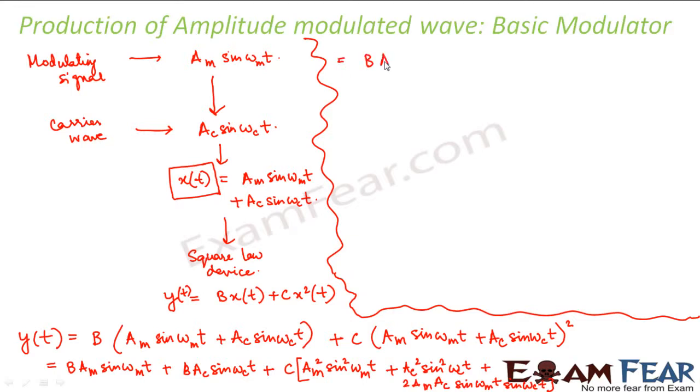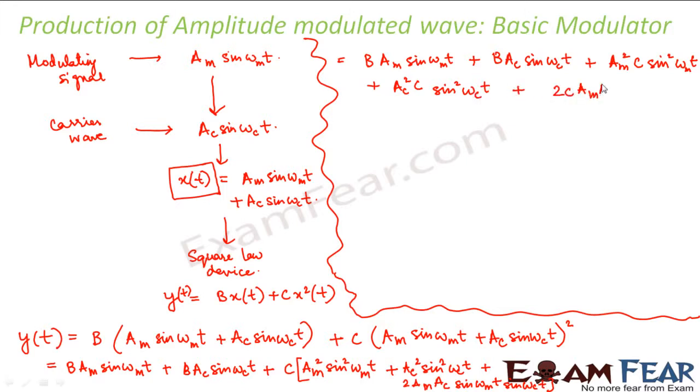So this becomes equal to b Am sine omega m t plus b Ac sine omega c t plus Am square into c sine square omega m t plus Ac square into c sine square omega c t plus 2c Am Ac sine omega m t sine omega c t.